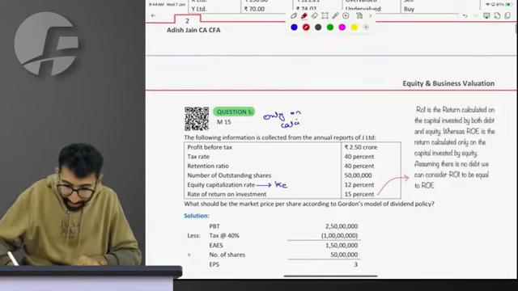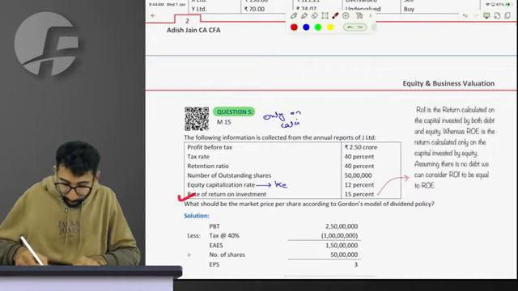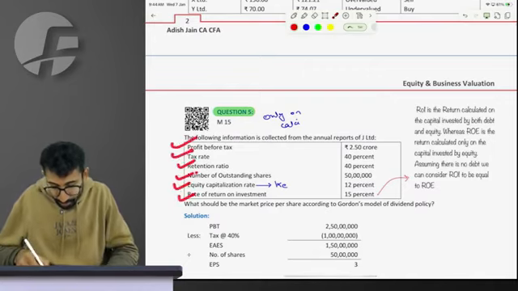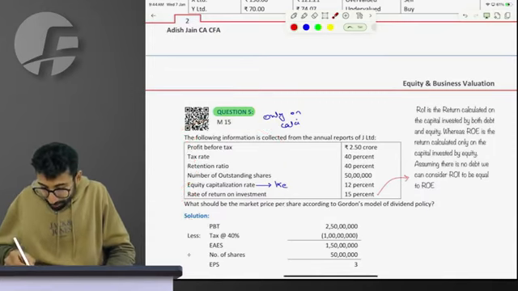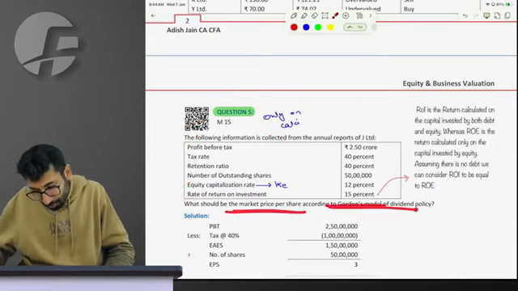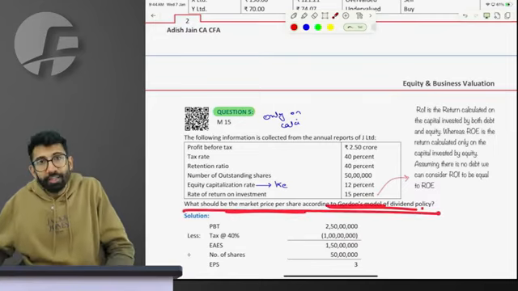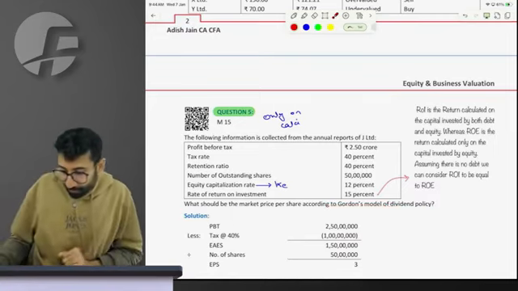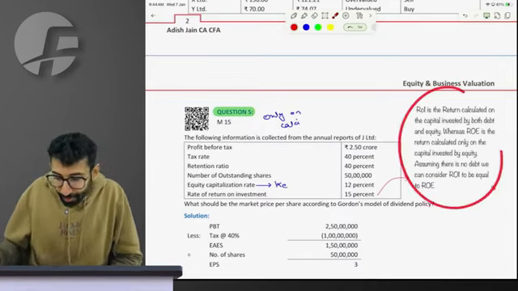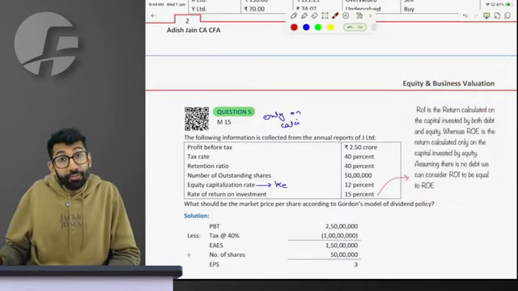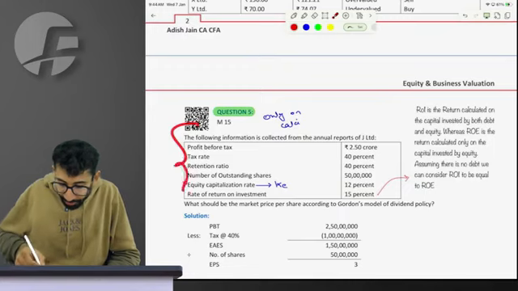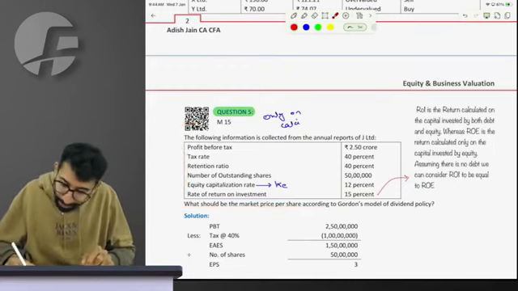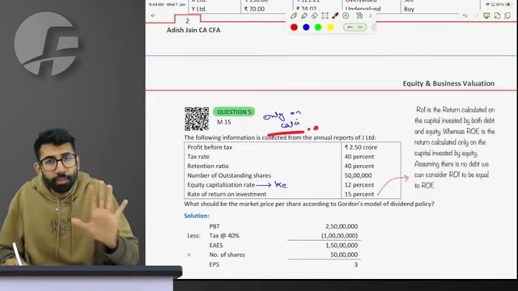So we have ROE, we have KE, we have the retention rate, we have PBT, we have the number of shares outstanding, we have the tax rate. We have to find out the market price per share according to Gordon's model. How many of you feel that this question is doable? Except for this particular point where I had to explain, everything else can become homework. Depending upon your confidence, we will decide whether we do it in class or at home. It will be a calculator question only. No need to do it in the notebook.